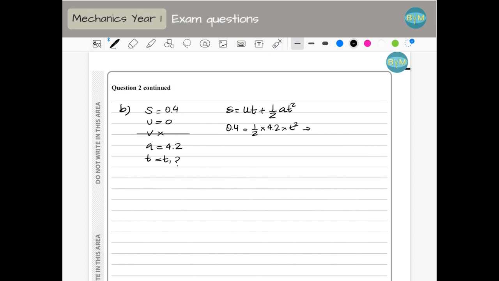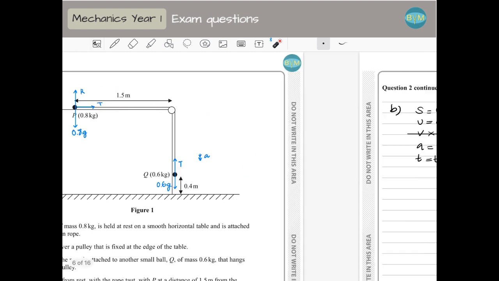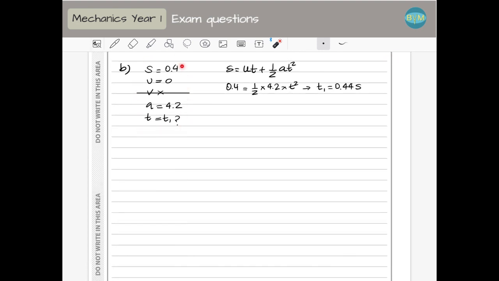We get one positive value and one negative value. We just take the positive one, so t rounded to two decimal places is 0.44 seconds. That's what it takes for the particle to move the first 0.4 meters. Now, after that, it's moving with constant velocity, so we need to find that velocity. That constant velocity is going to be the final velocity of this first part. So I'm going to use the same parameters and find this v, because this v is the one that is going to be constant after.